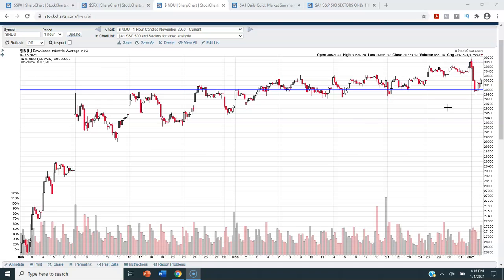So this market is just looking tired here, guys. We had an incredible year in 2020, but I think the markets are talking to us here. So let's not be too complacent.